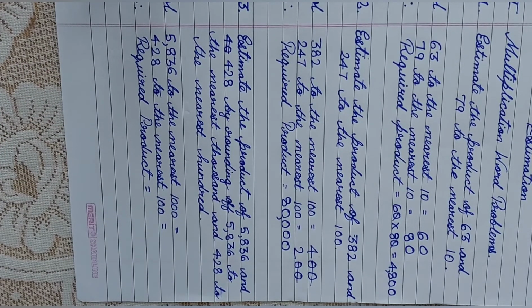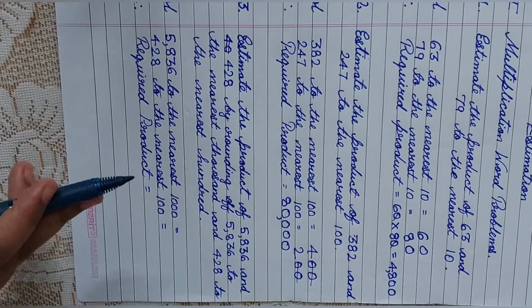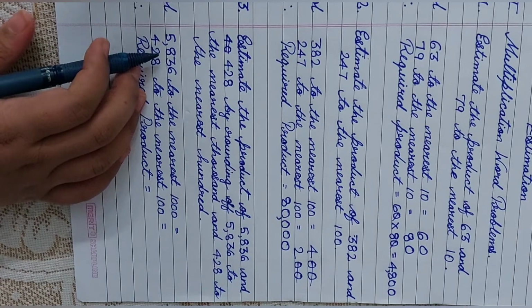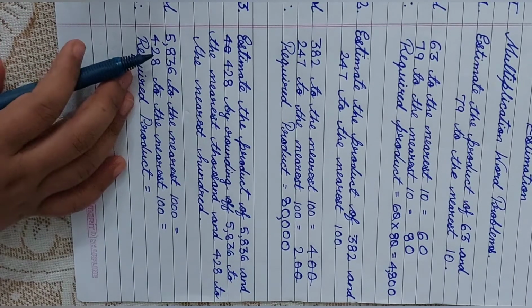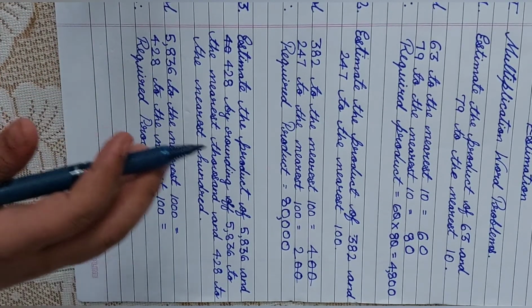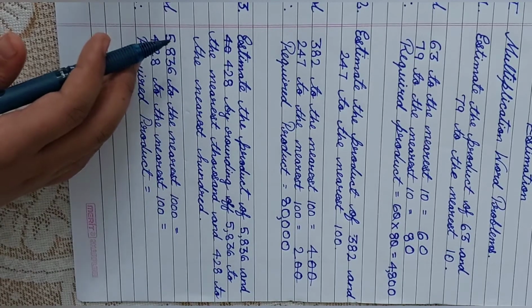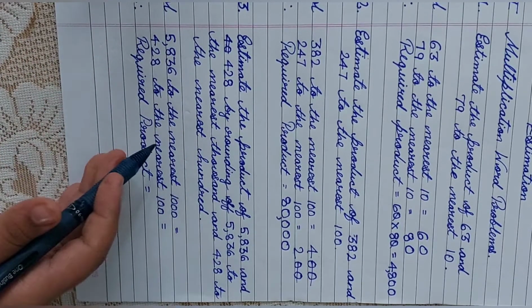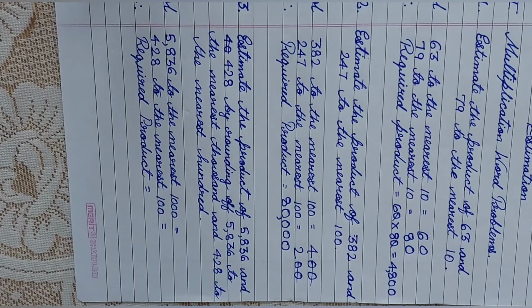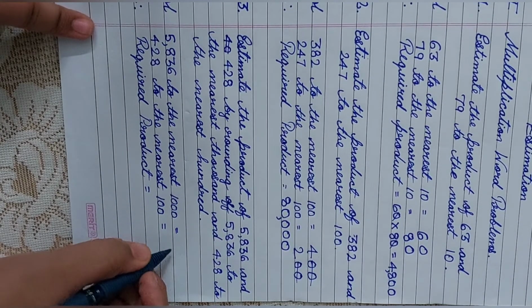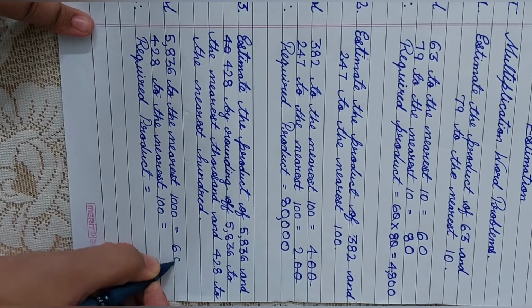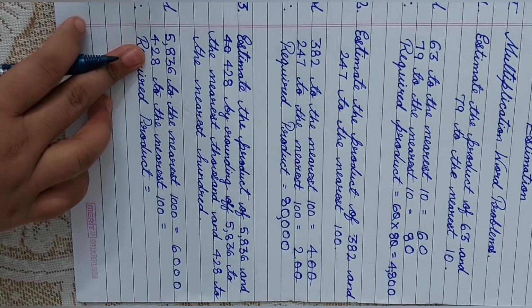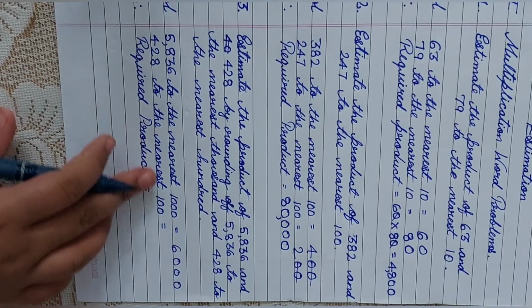Okay, so whenever you round off a number to the nearest 1,000, first see the hundreds place. Hundreds place is more than 5. Add 1 in the thousands place and replace the hundreds, tens and ones with zeros, and that will be 6,000. Okay. Now 428 to the nearest 100.